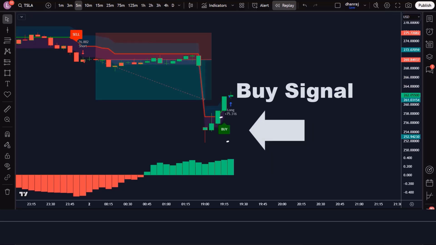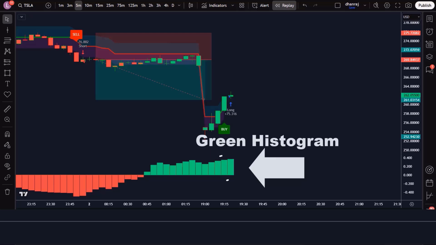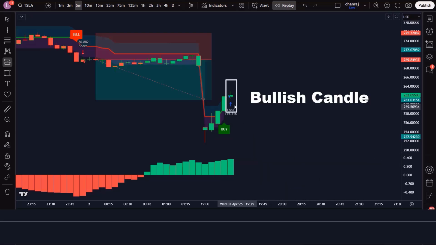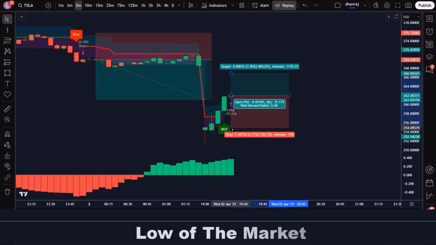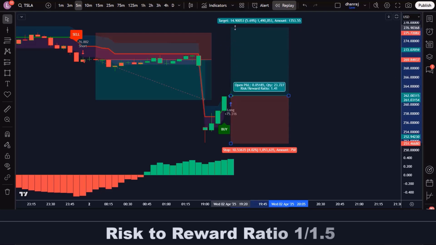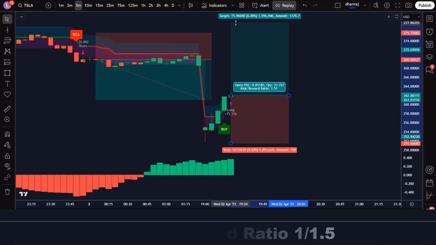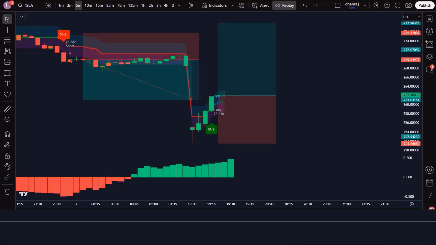Here the range filter indicator gives us a buy signal. Here the price/volume value histogram indicator shows a green histogram. Here the market has made a bullish candle to give confirmation. So all our conditions are being fulfilled, so we are placing an order to buy. Our stop loss is to be placed at the low of the market. And the risk to reward ratio will be 1:1.5. Let's see what happens to our trade.